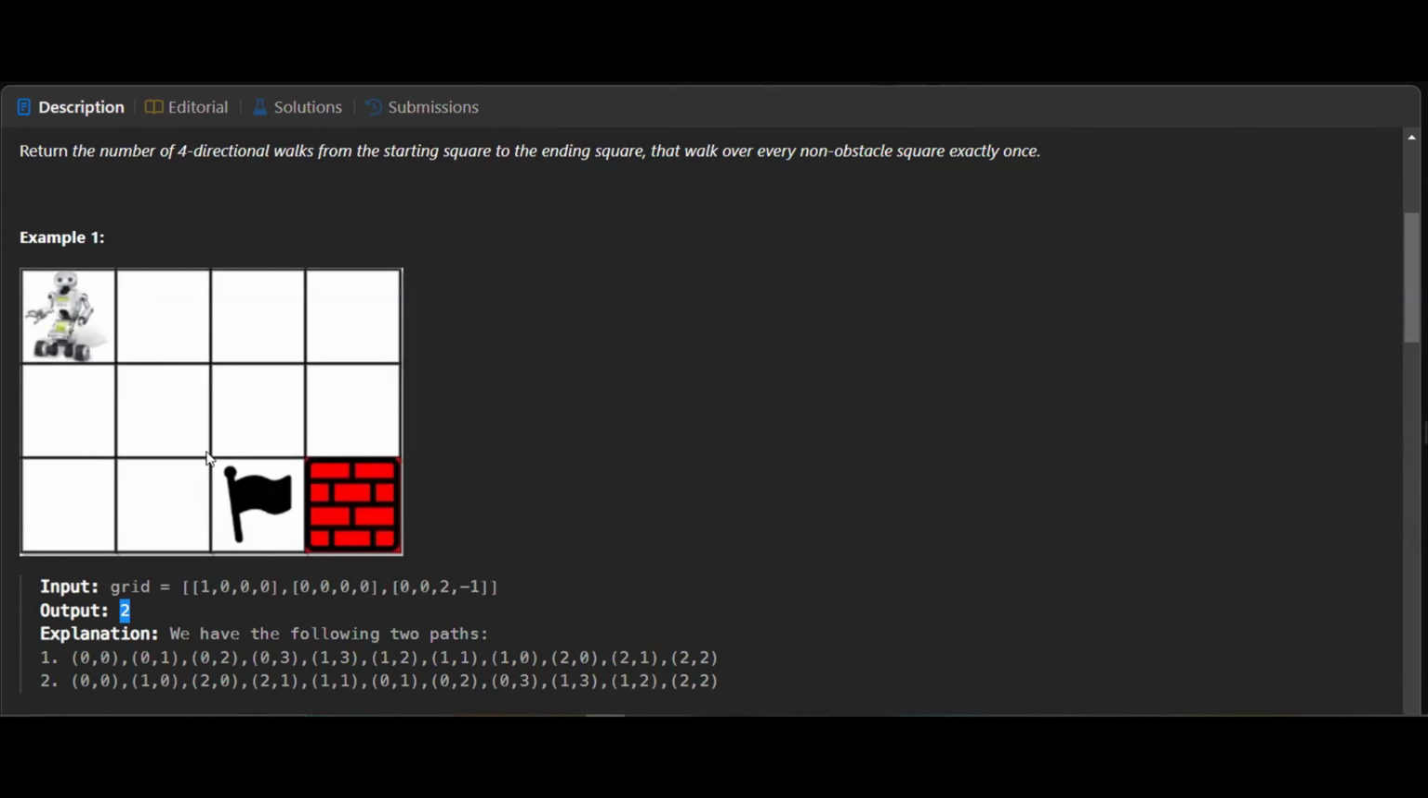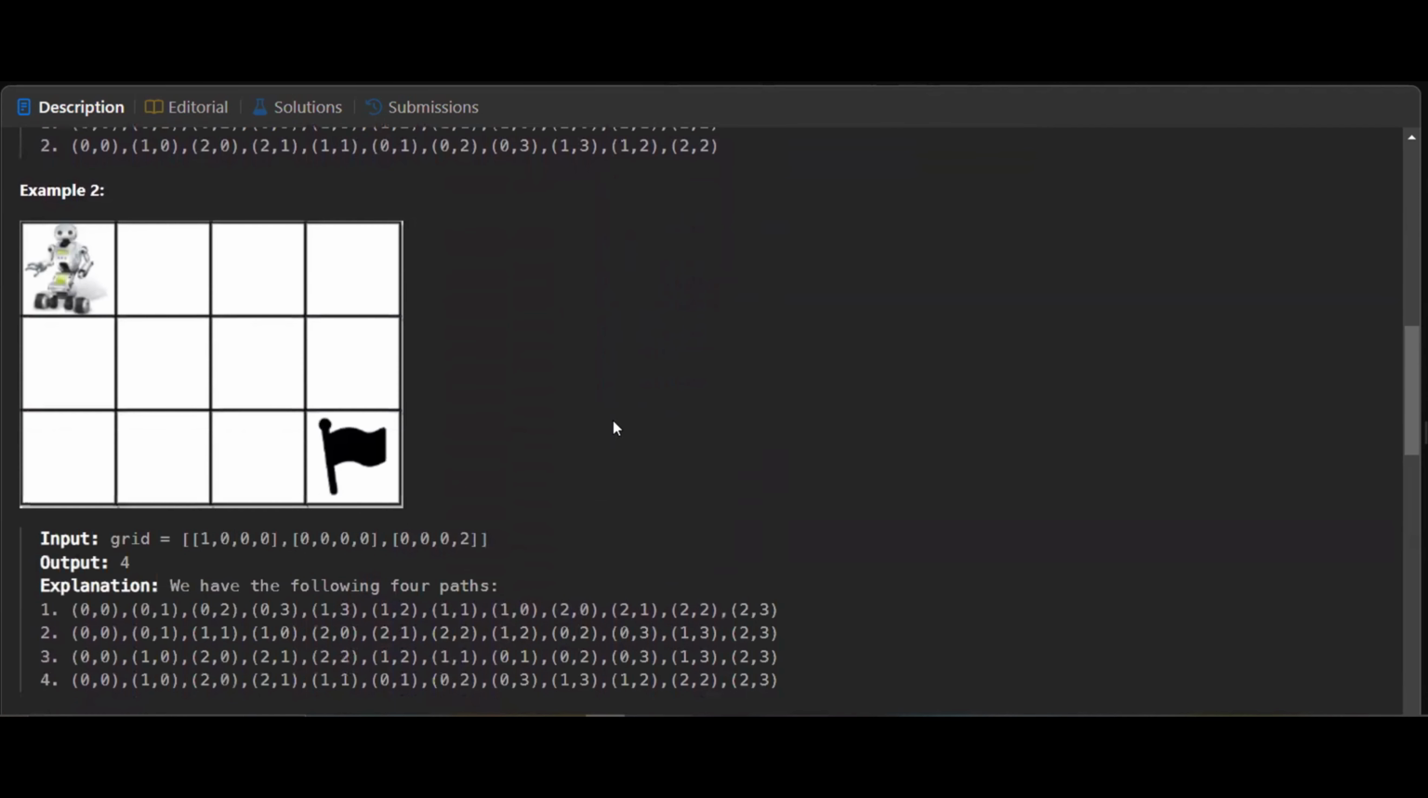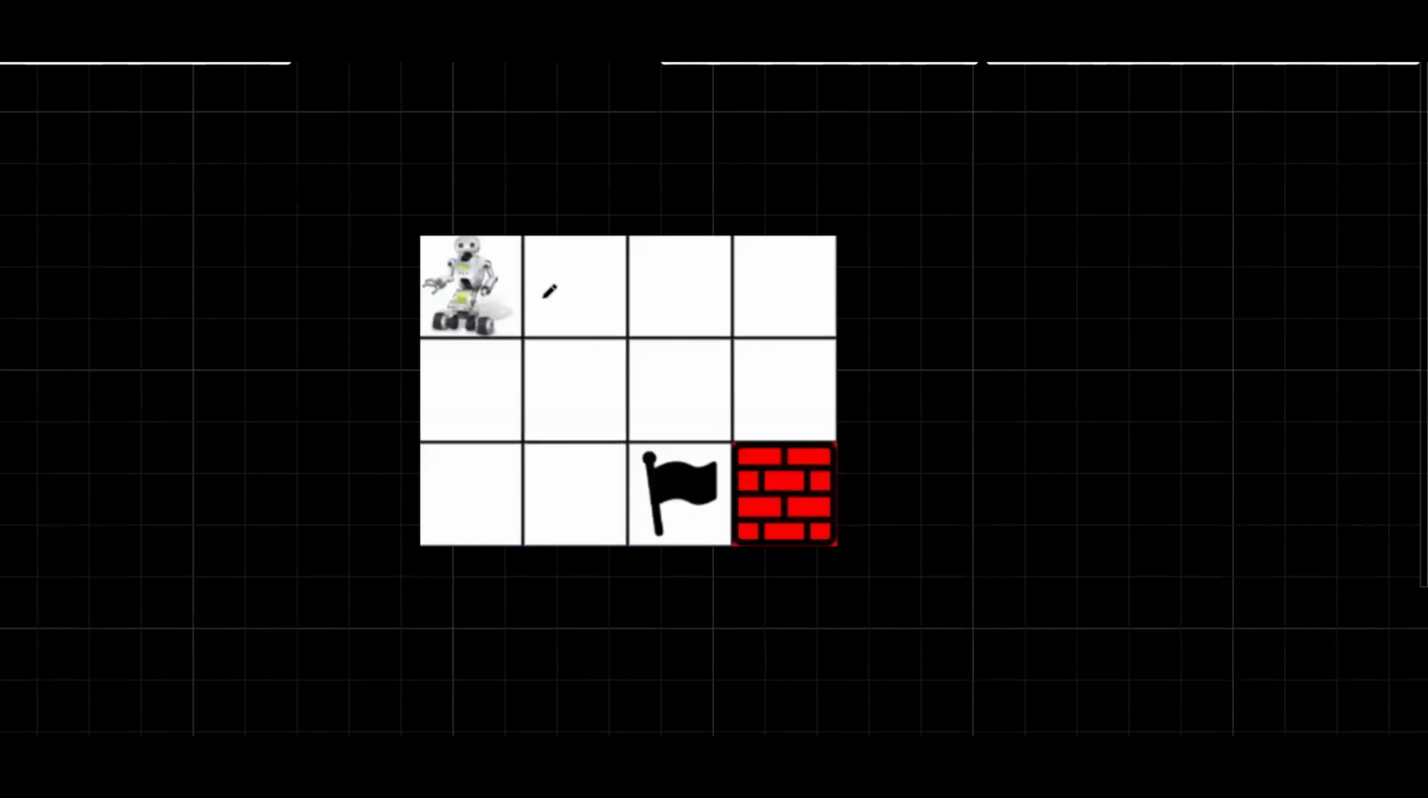Anyways, I am explaining this example and the algorithm later. I hope you understood the example. Now let's move on to the algorithm. According to the problem statement, in the first cell I have the robot, and in this cell I have the flag, or it is the ending position. So here, the robot can go in the 4 directions. Either it can go right, down, up, or left. So there are 4 possible ways for a robot.